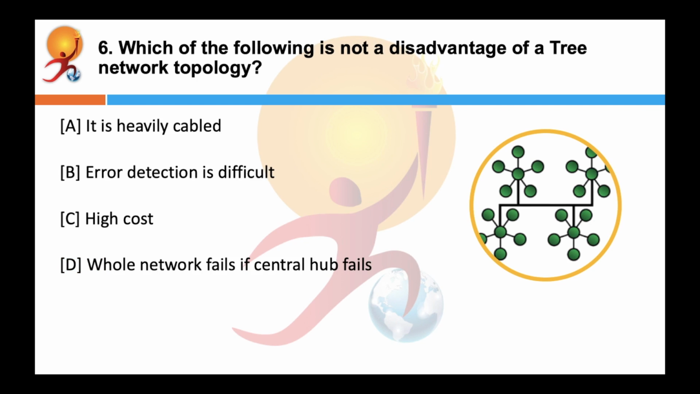Which of the following is not a disadvantage of a tree network topology? Correct answer is B. One of the advantages of tree network topology is that error detection is easily done. Also, it is easy to manage and expand. Hence, it is its advantage and not a disadvantage.